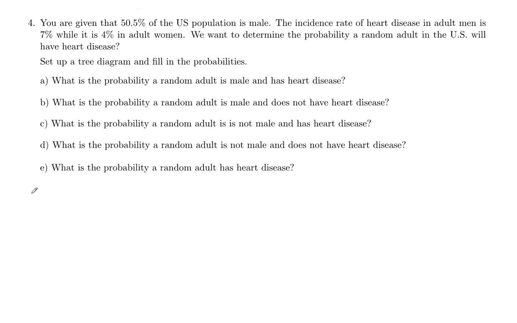So let's define our events here. Let H be the event that they have heart disease, and let M be the event that they're male. We first want to do the male-female split because this is 7% of men and 4% of women. So those are conditional probabilities.